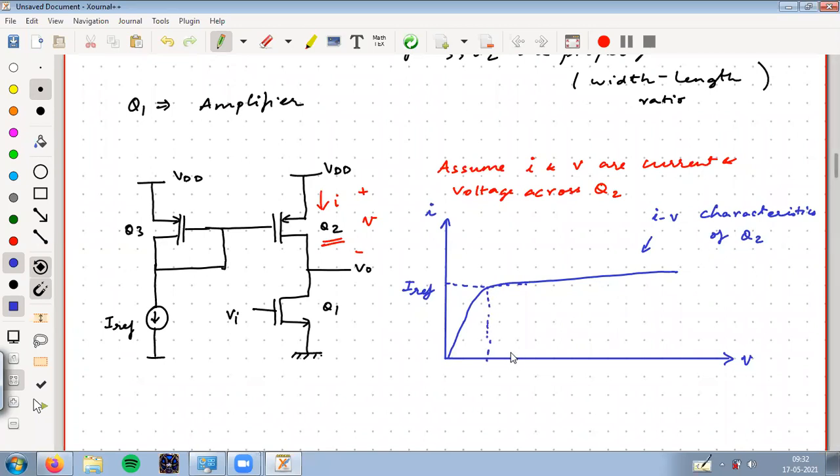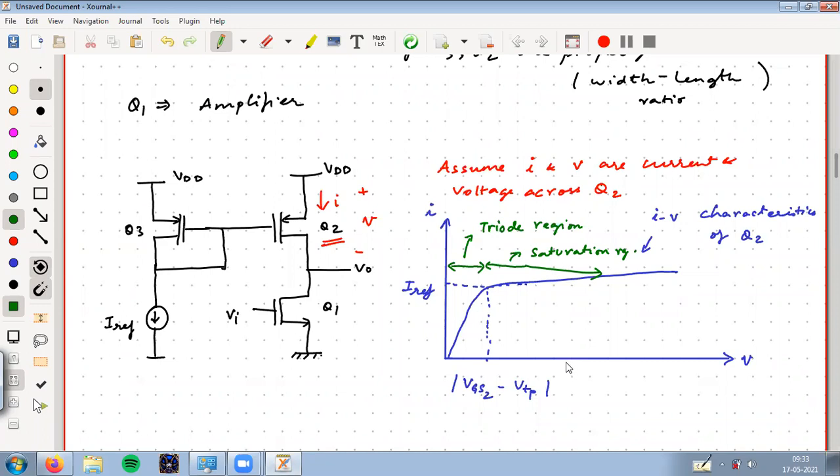This is the limiting condition for Q2 to enter into the saturation region, that is mod VGS2 minus VTP. So this region is actually the triode region of Q2, and this region is actually the saturation region. Triode region and saturation region.